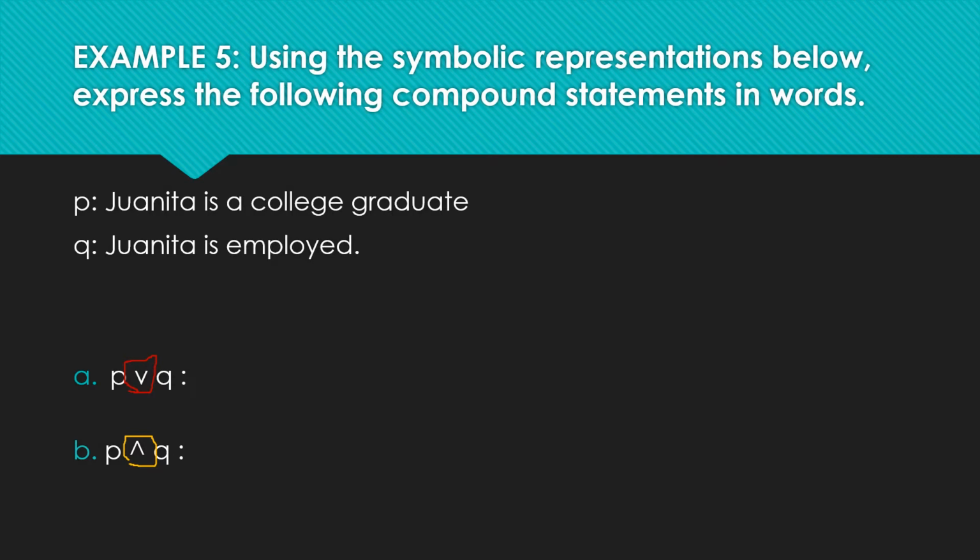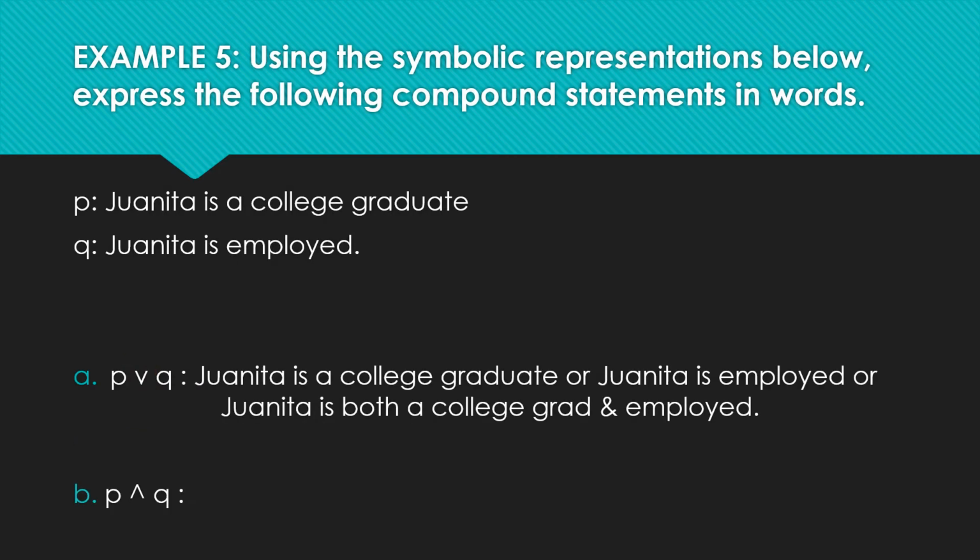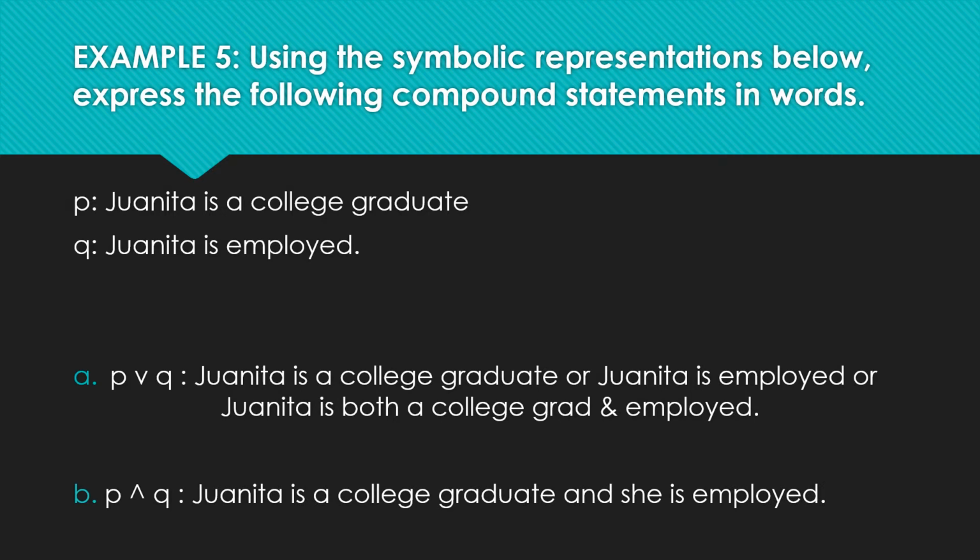All right, so let's look at our disjunction first. If we're looking at P or Q, that's going to mean that Juanita is a college graduate or Juanita is employed, or she's both a college graduate and employed. So I'm sure you could make this into a shorter sentence. Your sentence doesn't have to look exactly the same as my sentence as long as you get the same information across. All right, now let's look at the more simple one, P and Q. If we're looking at the statement P and Q, that's going to mean Juanita is a college graduate and she is employed.